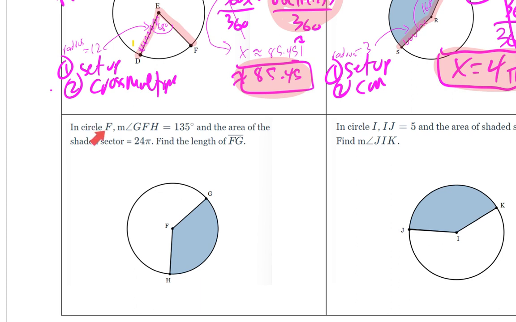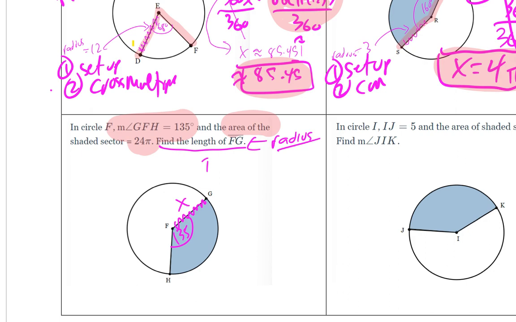in circle F, measure of GFH is 135. GFH is 135. Okay, the area of the sector is 24 pi. Okay, and then they want us to find the length of FG. Okay, so FG is right over here. That's what we're going to be finding, right? And that's our radius. All right, so that's what we need to keep in mind.